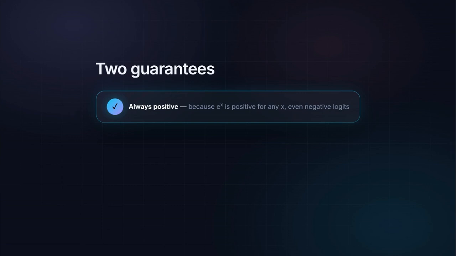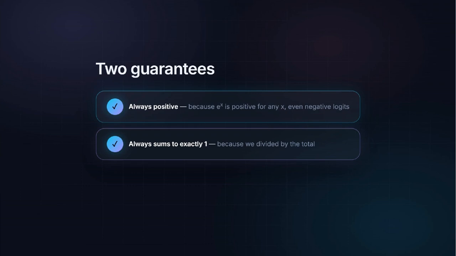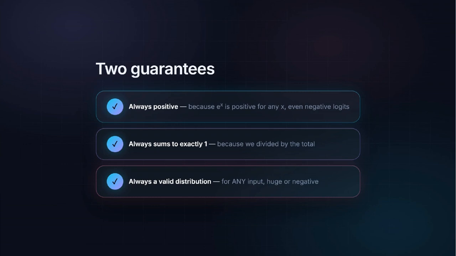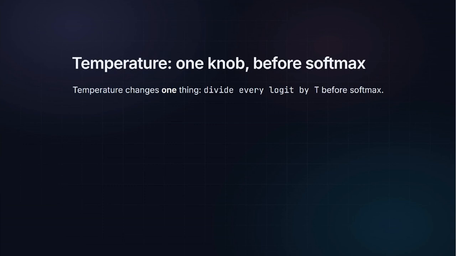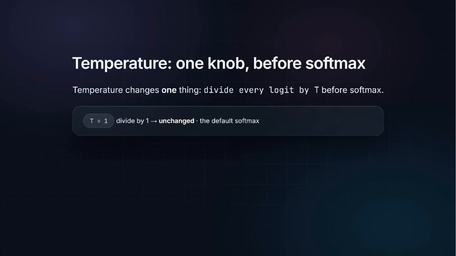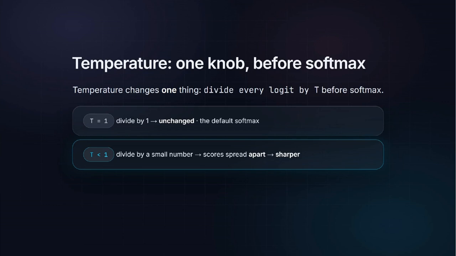Let's prove both with numbers. Low temperature first. Same logits 2, 1, 0, but now at T equals 0.5, divide each by 0.5 and the logits become 4, 2, 0, pushed further apart. Exponentiate. e to the 4 is about 54.6, e to the 2 about 7.4, e to the 0 is 1. Sum is about 63. Divide through and the distribution has gone spiky. Mat jumped from 67% all the way to 87.